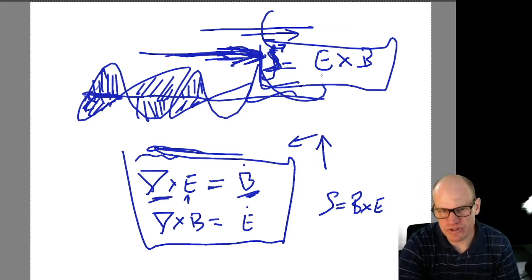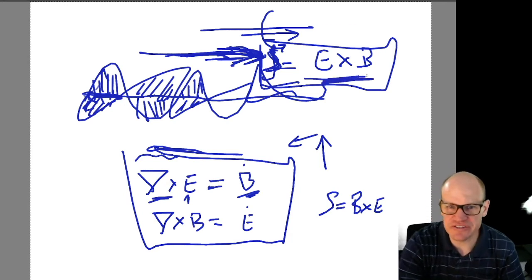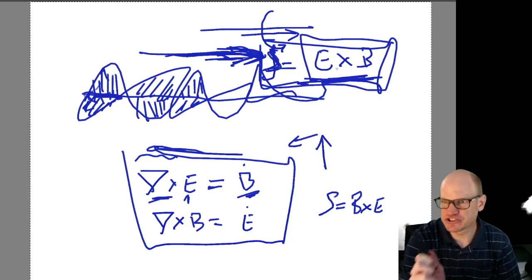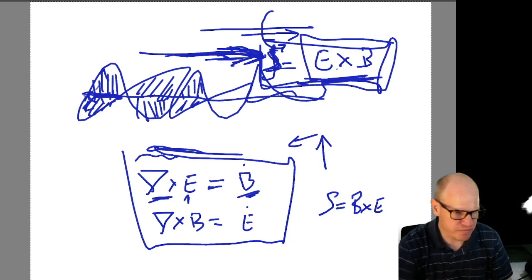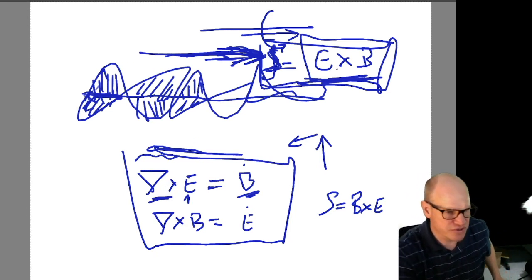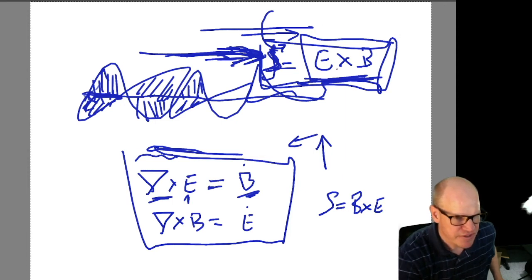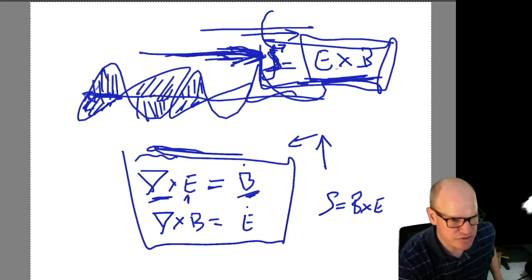Okay, why is this important? This is important because this is the direction of the energy flow. Energy moves in the direction E cross B. And I will show why this is important in a moment. But before we do that, let me come back to some of these questions that are here. If you want to study physics, practice problems. That's what you do.